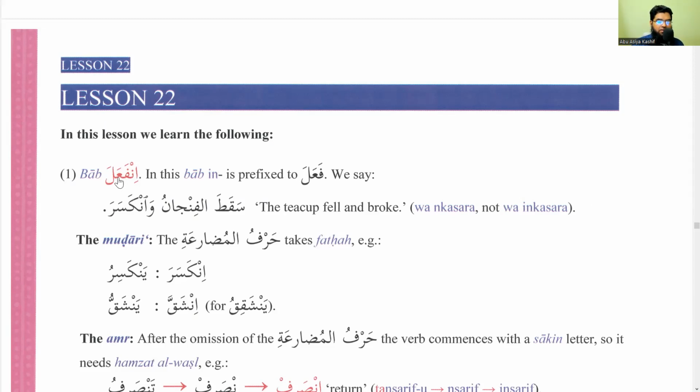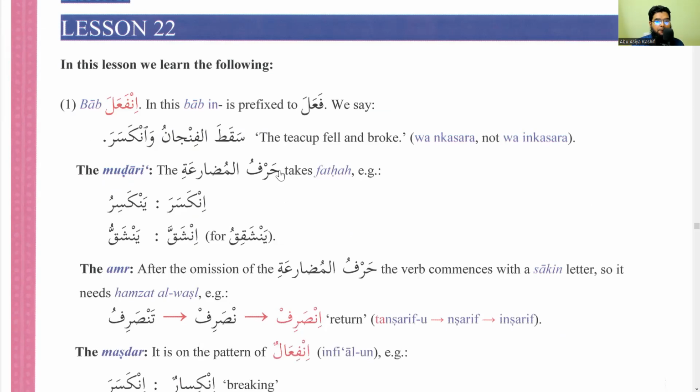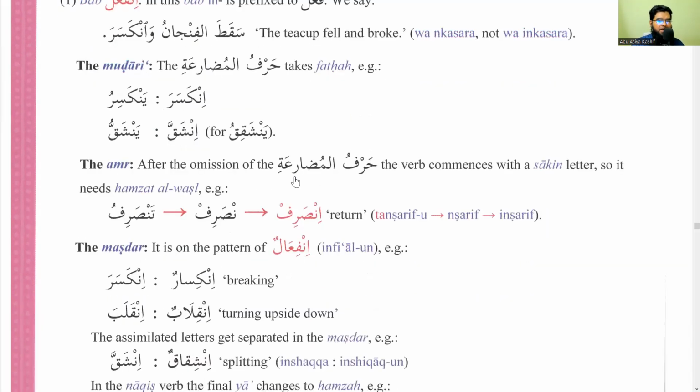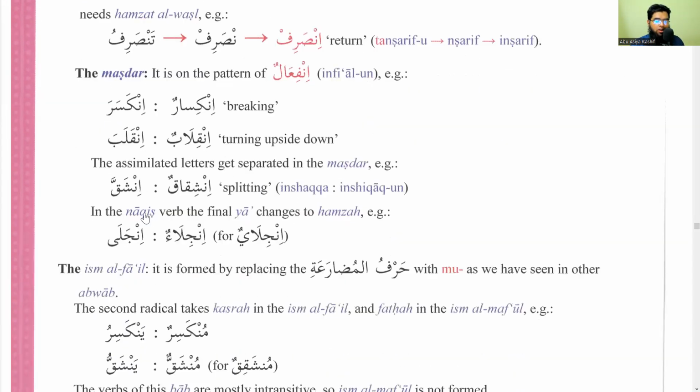In kasara. Form 7 is in fa'ala with an in. Mudare in kasara yan kasiru. In shaqqa yan shaqqu. All the same, right? Amr also you can chop. Tansarifu, insarif. You have to bring the hamza back because you cannot pronounce it. There it was, a ta in the beginning. But here there's no ta. Right? The masdar is on the pattern in fi'al.